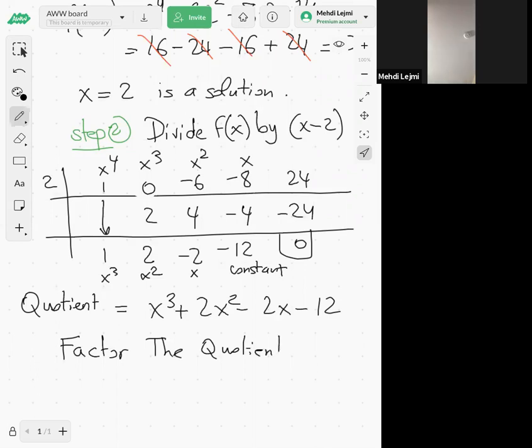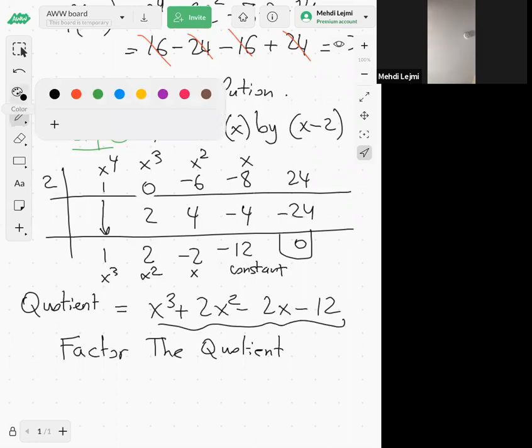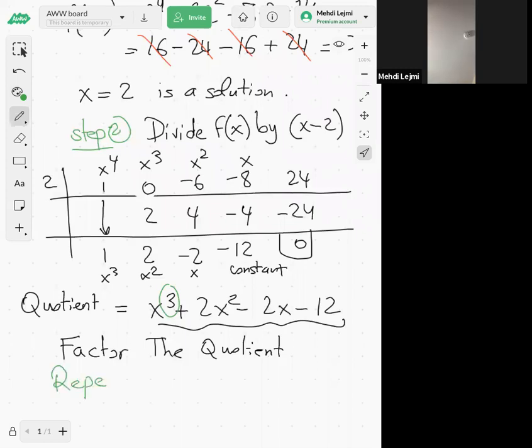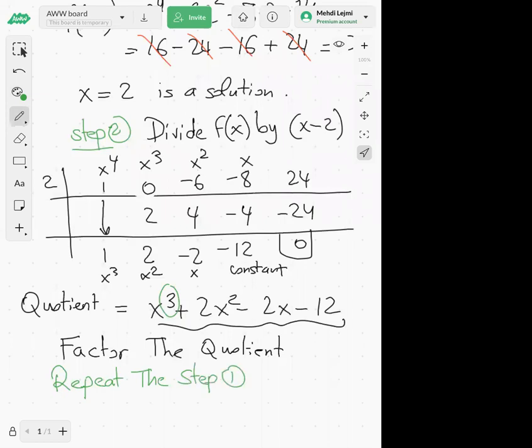Because this is x cubed, it's not a quadratic function, so I cannot really use the quadratic equation. What we can do here to factor this quotient is repeat the same process. We can try to find the list of possible rational zeros, so we have to repeat step 1. Why don't we partial factor it then?